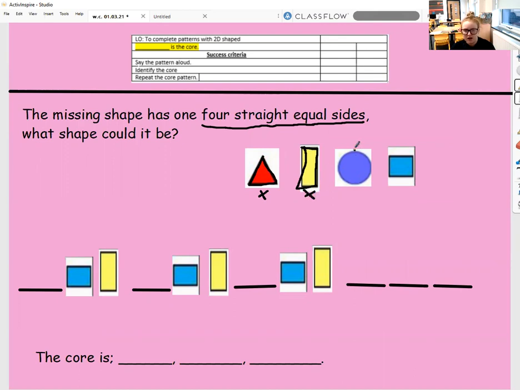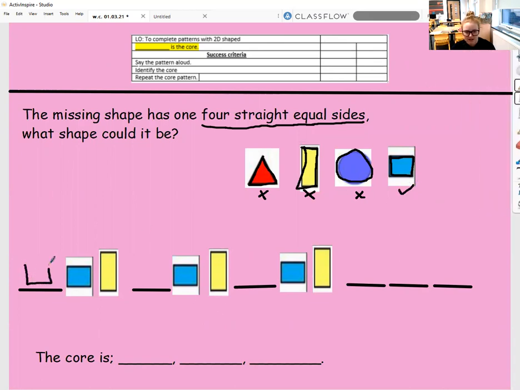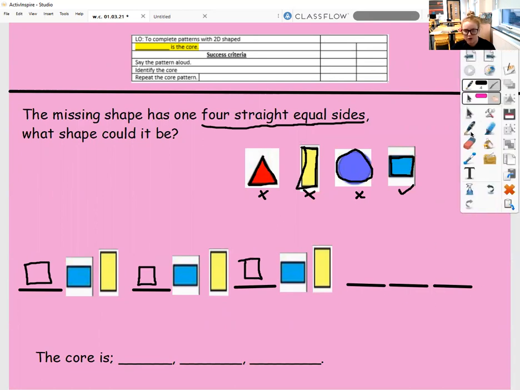My circle has 1 curved side. Is it a circle? No. And my square has 1, 2, 3, 4 straight equal sides. Is it a square? Yes, it is a square. So I'm going to draw my square into my pattern. Square, square, square. And I know that this is my core to repeat, but I need to find my core next.